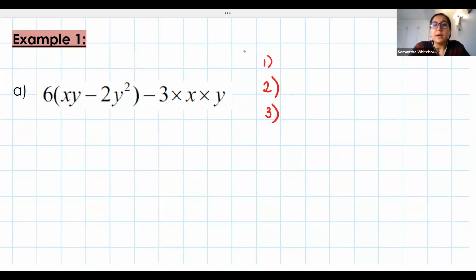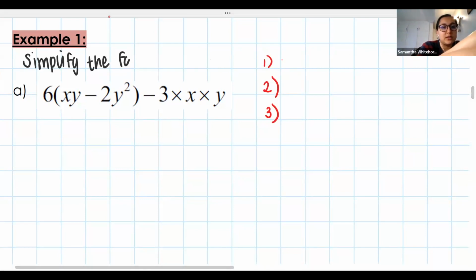So our first step when working with simplifying algebraic expressions, and because I'm just lazy, the instructions here would be simplify the following or fully simplify the following. But in essence, you need to make each of these expressions simple.